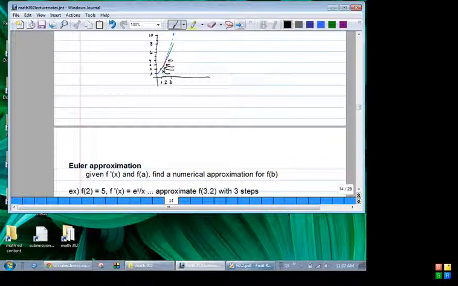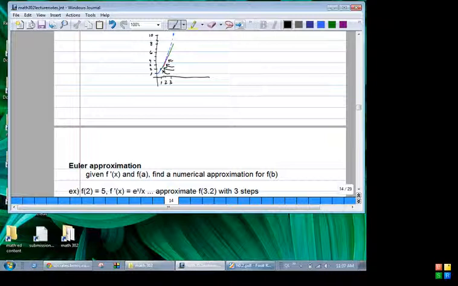Okay, so this process is called Euler Approximation. If you just use the tangent line, it's like an Euler Approximation with only one step. However, in the previous problem, we used 4 steps. That would be called an Euler Approximation with 4 steps.